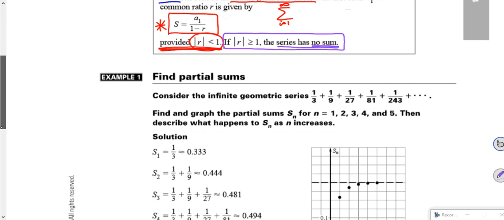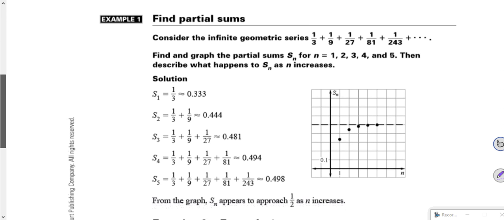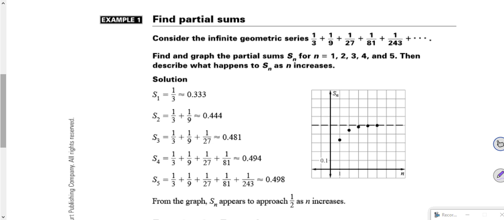This is a visual example of this. You've got a couple of these on your homework, but I don't mind this visual example because it goes hand in hand with what we've talked about in the past when we were graphing different rational functions that had asymptotes. So look at example 1. It says find partial sums. Consider the infinite geometric series 1/3 plus 1/9 plus 1/27 plus 1/81, and so on.